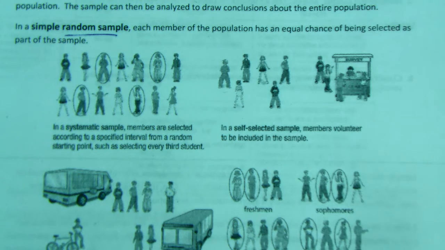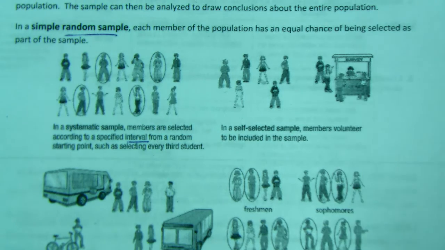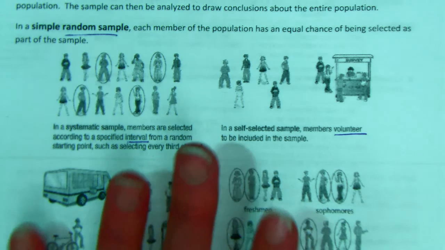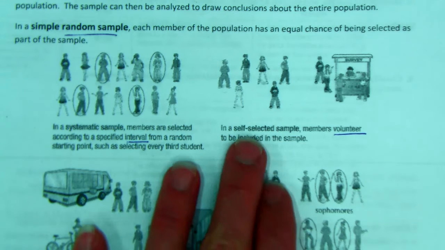Okay, a self-selected sample is when they volunteer. A lot of times you will send a form home and you don't expect to hear back from everybody. You're only going to hear back from the people who volunteer the information and want to be included in the sample. So that's a type of sample. Any sort of volunteer response is going to be a self-selected sample, meaning the person who's in the sample selected themselves to be in the sample.